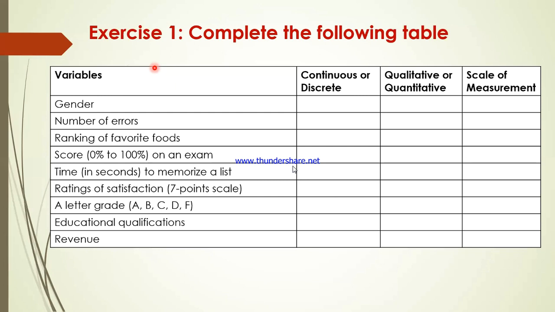Here the values are 1 to 7. 1 is very dissatisfied and 7 is very highly satisfied. In between 1 and 2, there is no value; it will not take any value. We are marking one. When we consider qualitative or quantitative, originally the 7-point Likert scale is qualitative, because we are using categories.